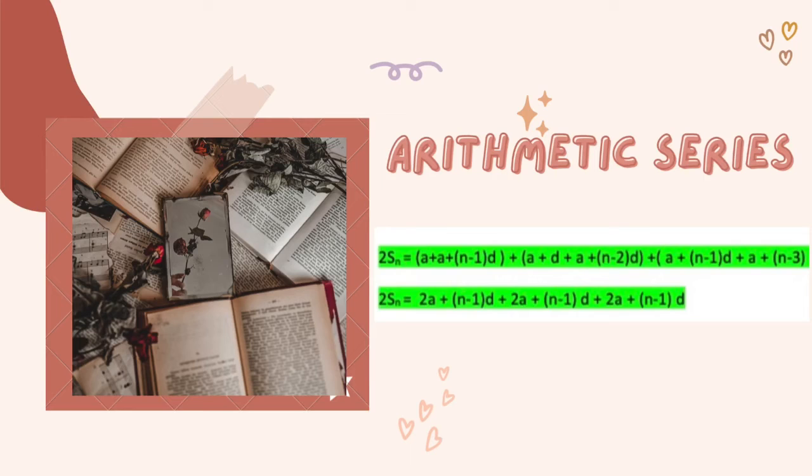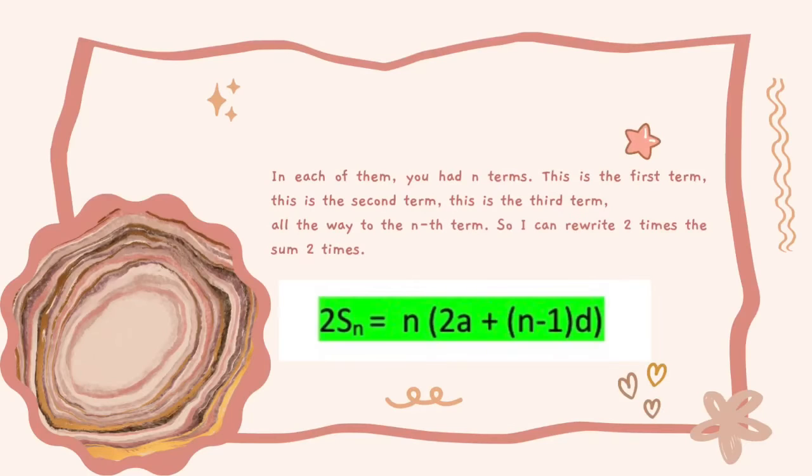And how many times are you doing that? Well, you had n pairs of terms when you were adding these two equations. In each of them, you had n terms. This is the first term, this is the second term, this is the third term, all the way to the nth term. So I can rewrite 2 times S sub n as n times this quantity. It's going to be n times 2a plus n minus 1 times d.